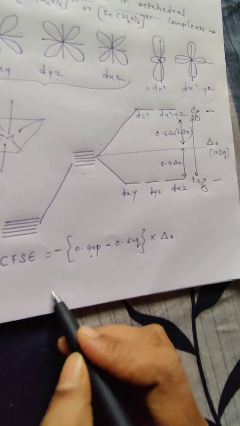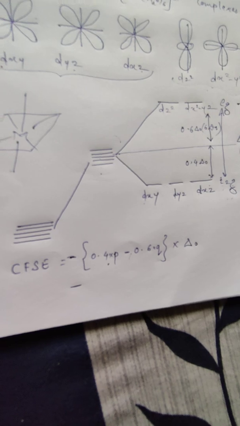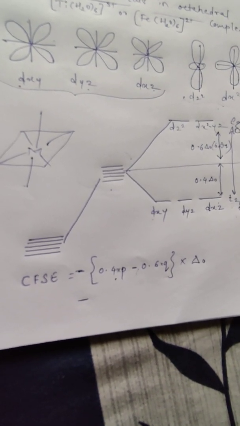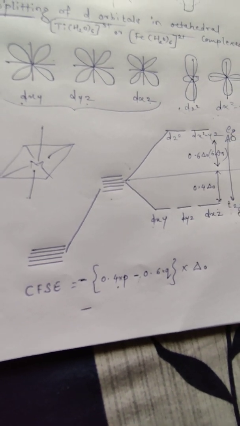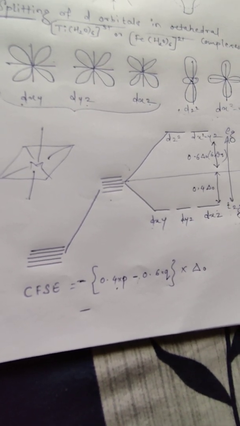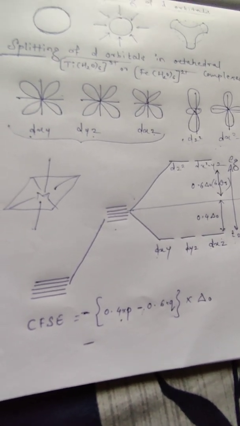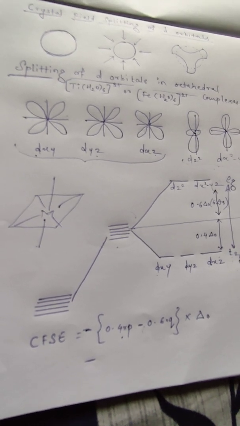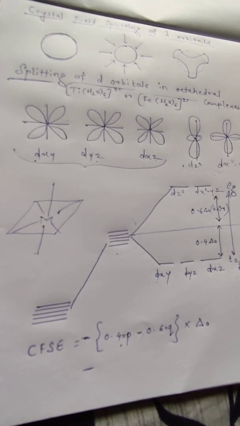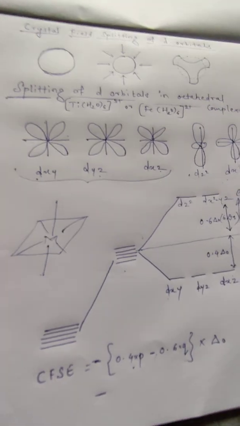So overall we get some value, and the overall CFSE value is always negative, because whenever any system or complex is formed, the net energy drops and energy is released. That means only then do we get a stable complex. So this is all about the splitting of d orbitals in octahedral complexes.